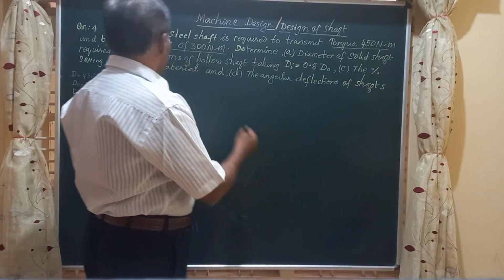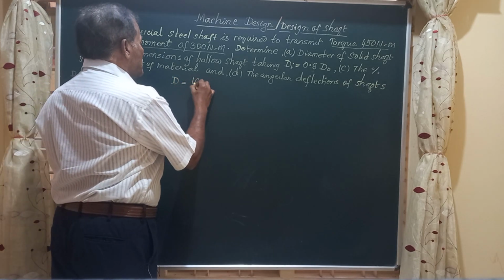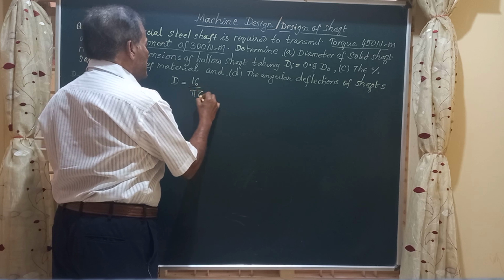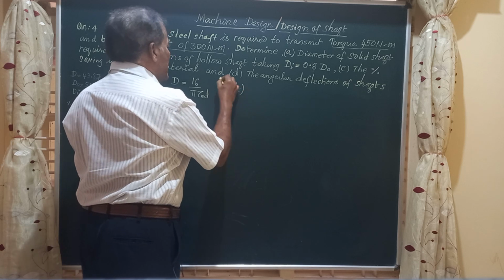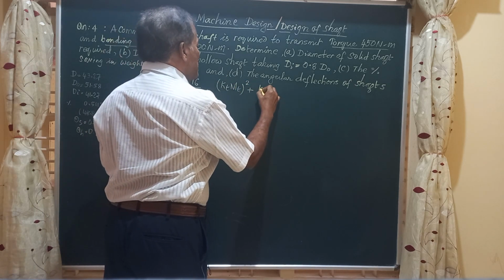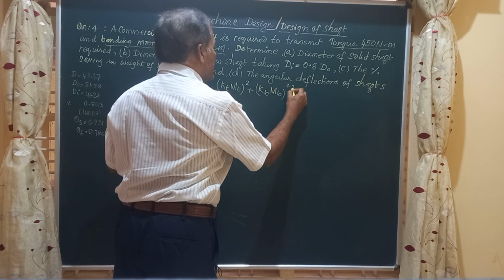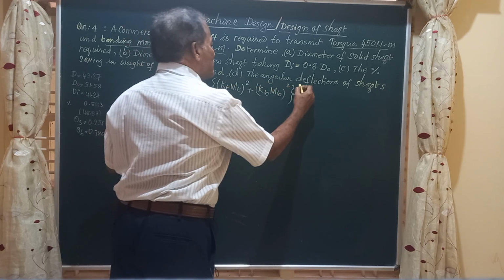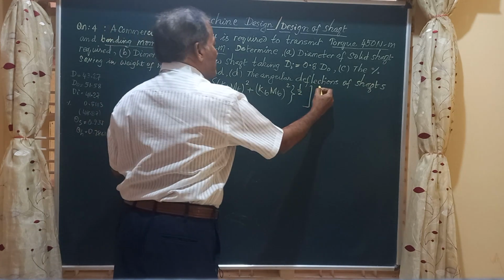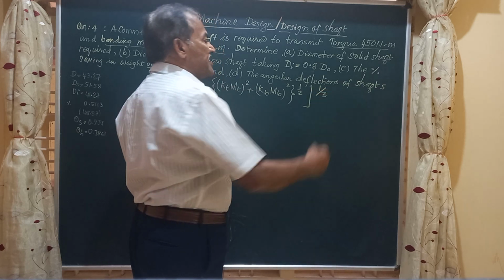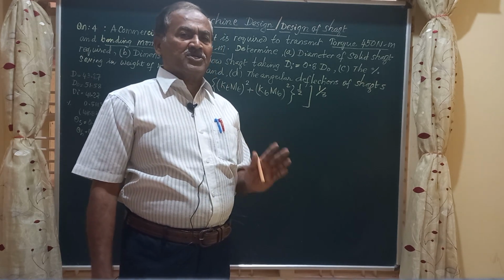For such a case, we have the shaft diameter given by the formula D is equal to 16 over pi tau_d, into K_t M_t whole square plus K_b M_b whole square, this is raised to the power half. The whole thing, including this, raised to the power of 1 by 3, is the expression that is used to find out the diameter of the solid shaft.